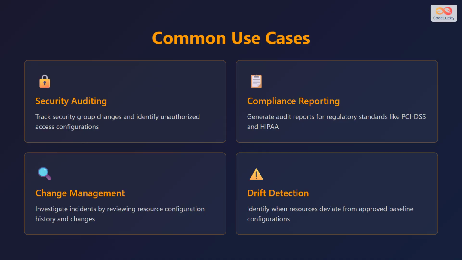AWS Config serves several important use cases. For security auditing, you can track security group changes and identify unauthorized access configurations. For compliance reporting, it generates audit reports for regulatory standards like PCI DSS and HIPAA. In change management, it helps investigate incidents by reviewing resource configuration history. And for drift detection, it identifies when resources deviate from approved baseline configurations, maintaining consistency across your environment.